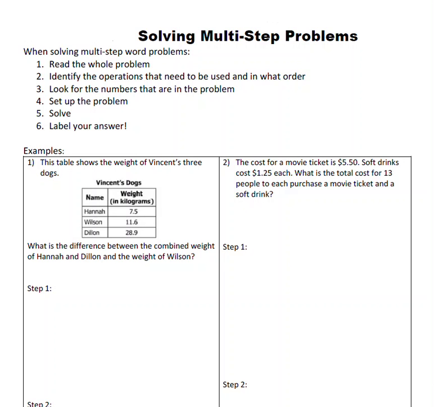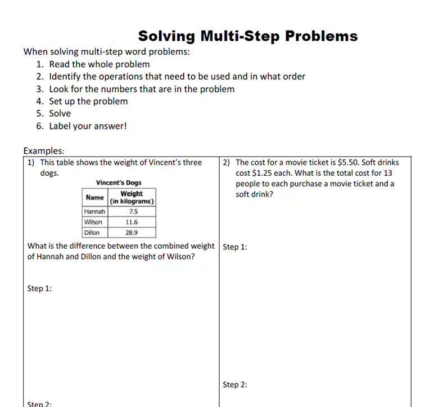Hello, and today we're going to continue with our decimals unit where we're going over multi-step problems today. So we are still going to follow those same 6 steps that we talked about last time. Making sure that we read the whole problem because that's something we sometimes forget to do. Identify those operation words that need to be used and in what order.